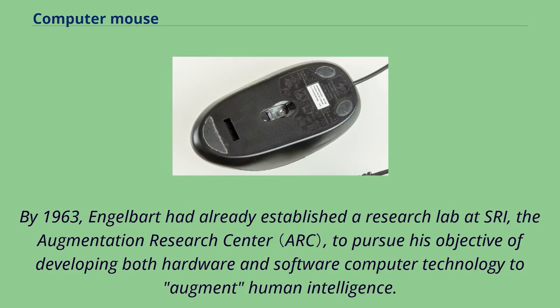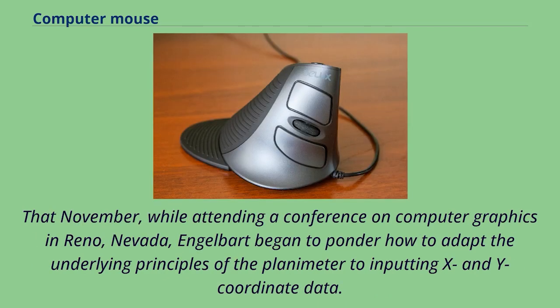By 1963, Engelbart had already established a research lab at SRI, the Augmentation Research Center, to pursue his objective of developing both hardware and software computer technology to augment human intelligence. That November, while attending a conference on computer graphics in Reno, Nevada, Engelbart began to ponder how to adapt the underlying principles of the planimeter to inputting X and Y coordinate data.